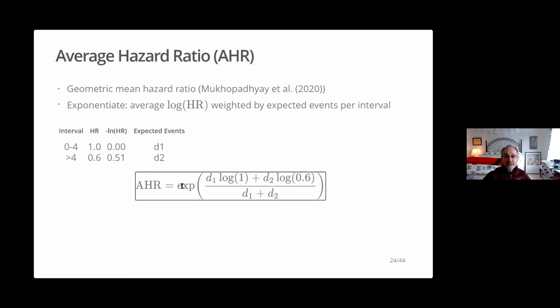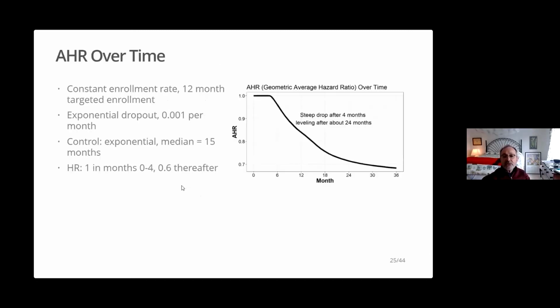For me, that makes it a little bit more interpretable. You may disagree, which is fine. So for the model I had, I said I'm going to enroll at a constant rate over 12 months and have a very small dropout rate. Control exponential with median 15 months, and then this hazard ratio of 1 followed by 0.6.